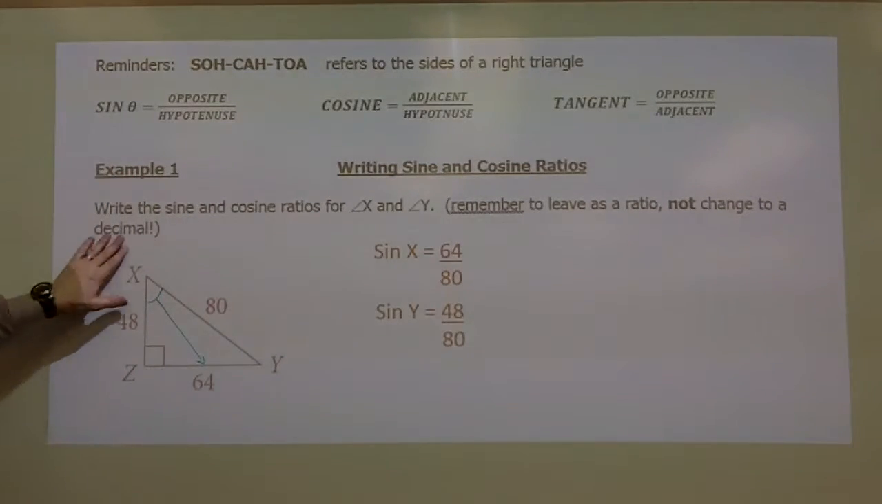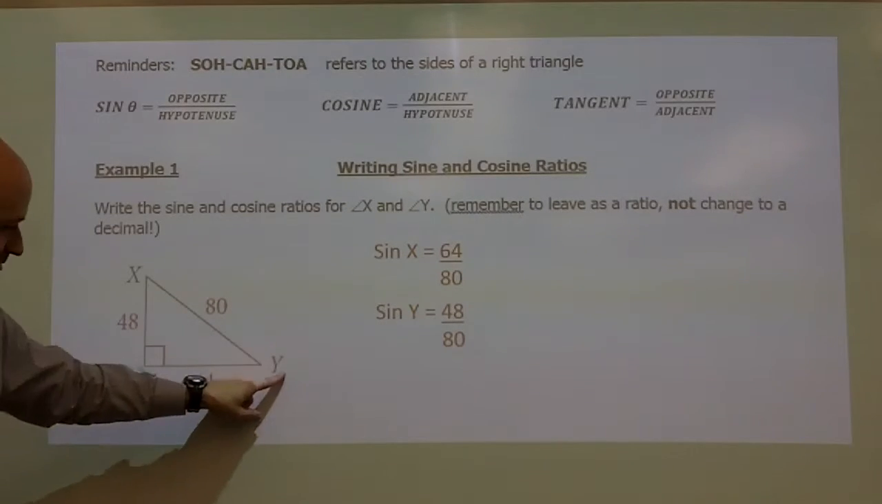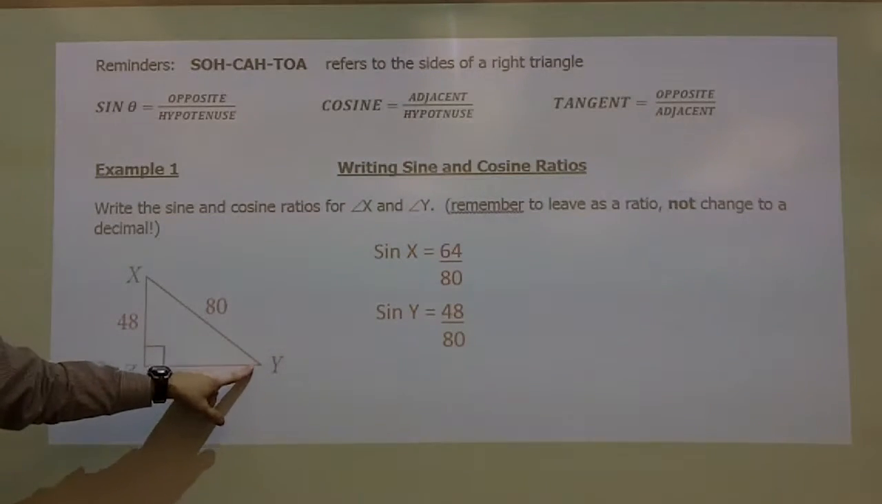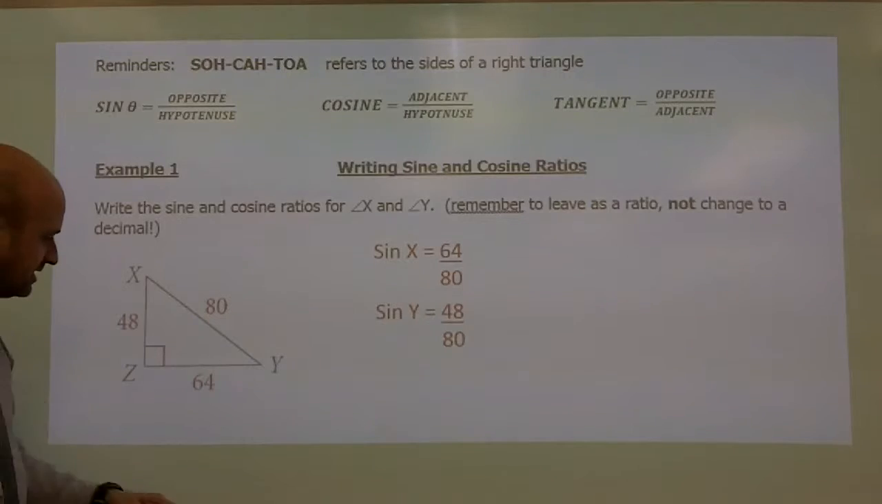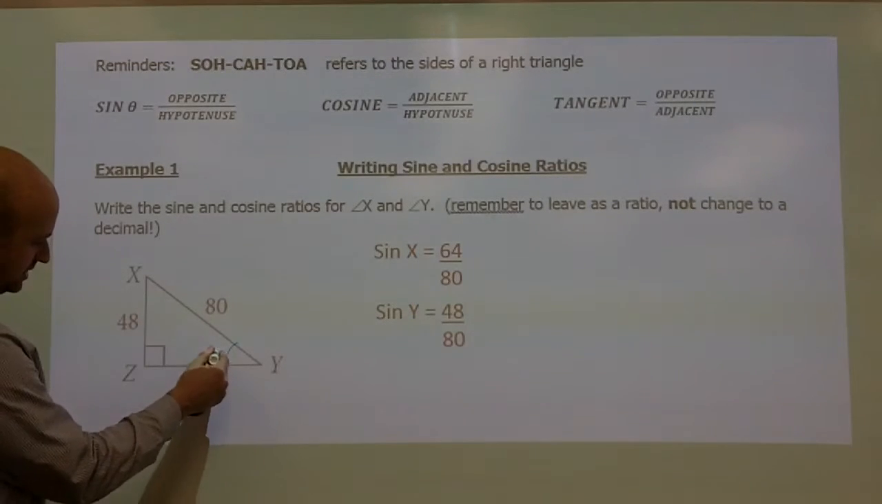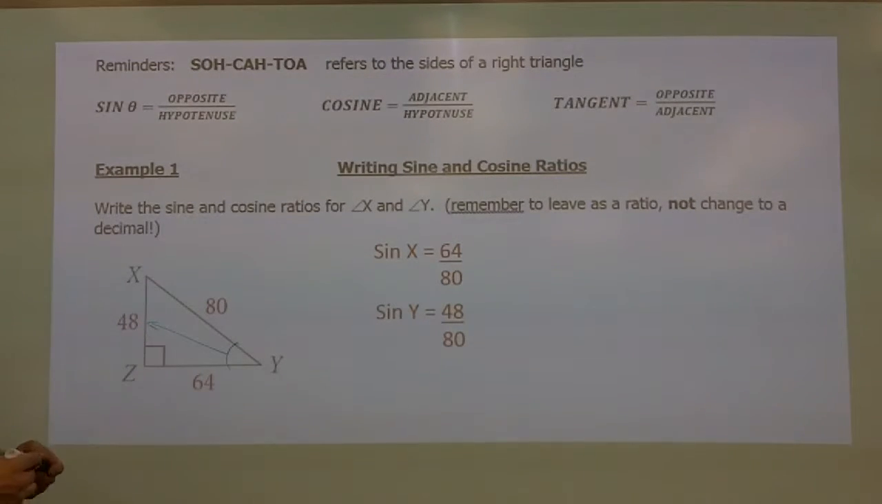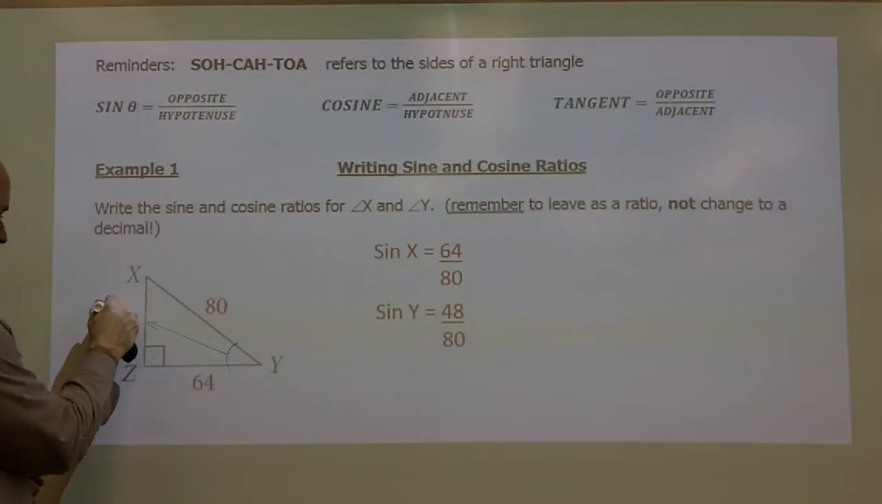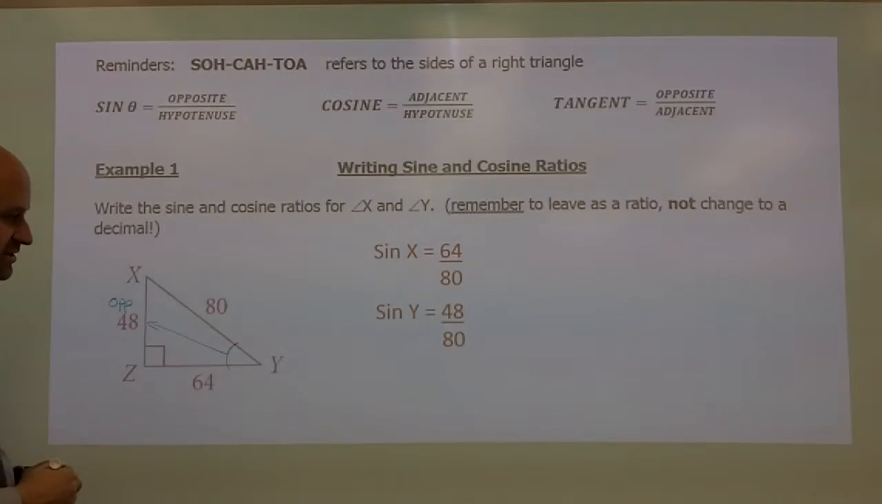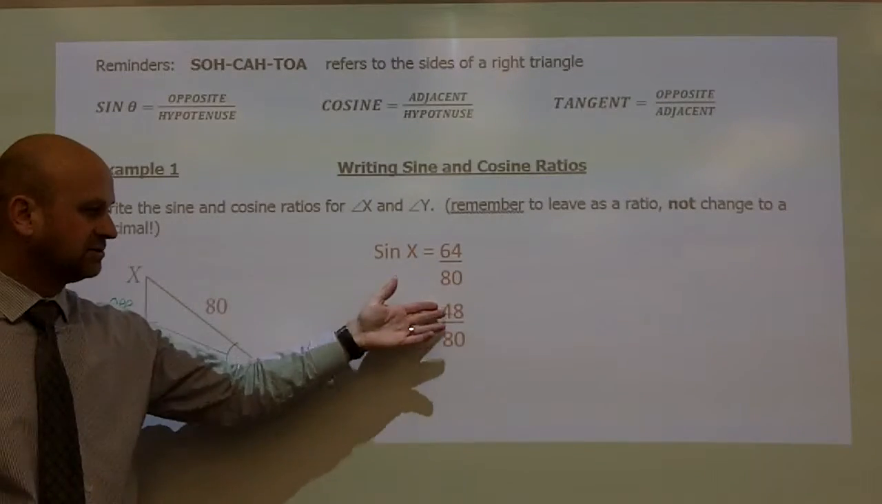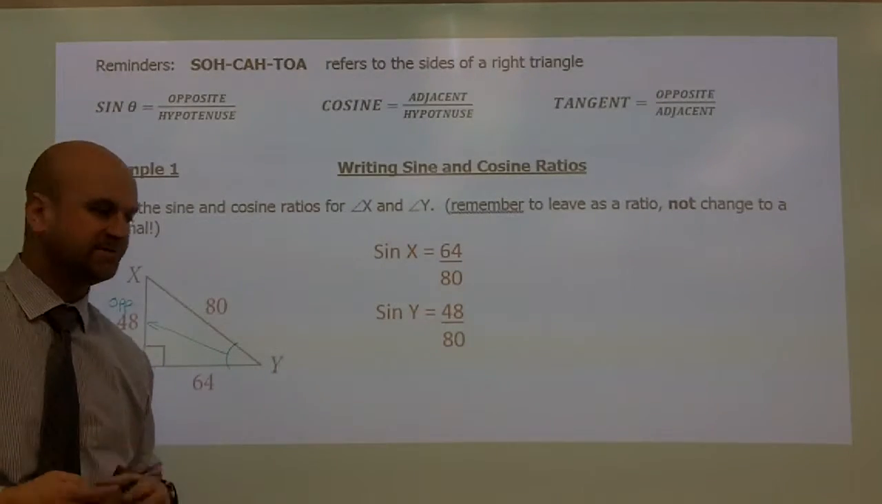All right. Next, what we're going to do is find sine of y. Based on angle y, sine is going to be opposite. Like we did for angle x, we can draw a line across the triangle and identify this as the opposite side. So our ratio for sine would be 48 divided by 80.